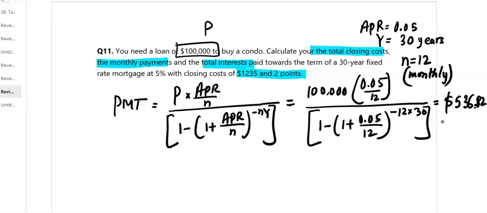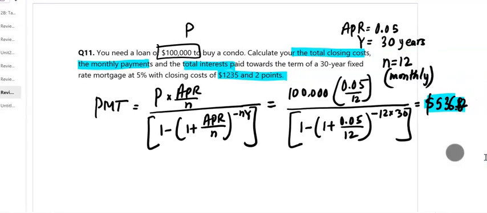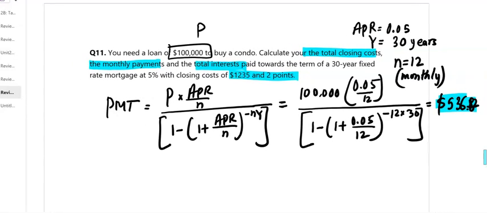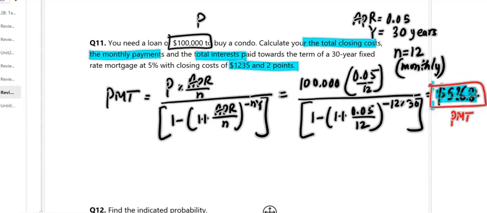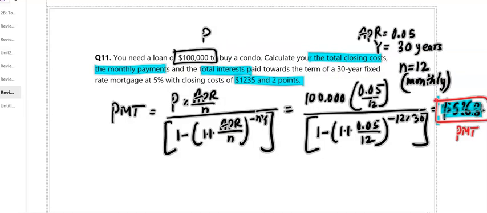That's the monthly payment again. So this is called the monthly payment. We found the first part of the question's answer. This is the PMT, which is the monthly payment. Next question is find the interest. To find the interest, what are you going to do? How much is the total payment going to be?